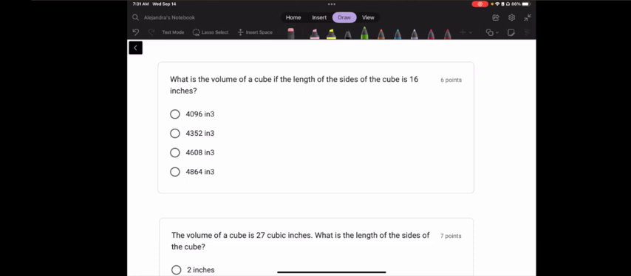Next, what is the volume of a cube if the length of the sides of the cube is 16 inches? Well, volume will equal length times width times height. In a cube, all sides measure the same. So if the side measures 16, I'm going to have 16 times 16 times 16.